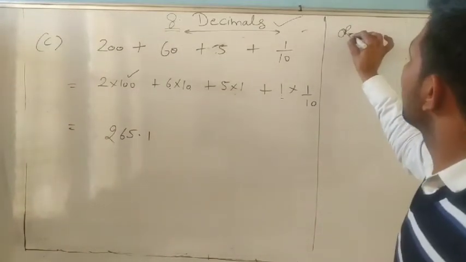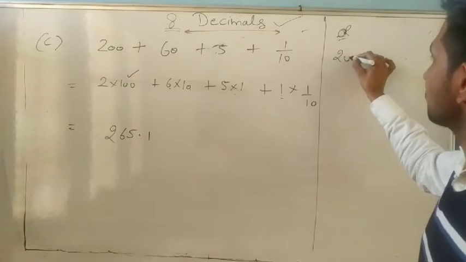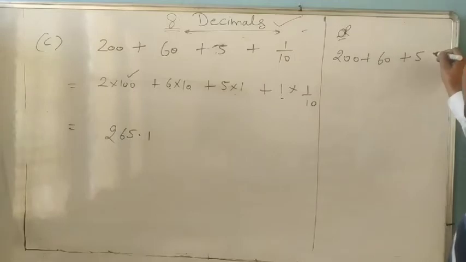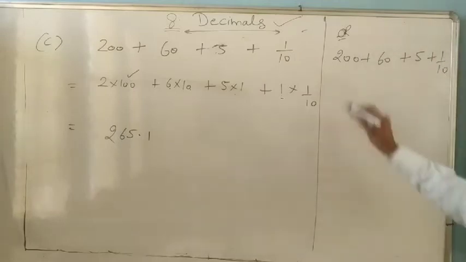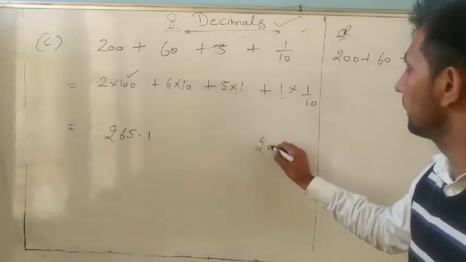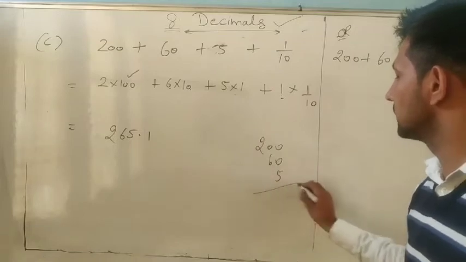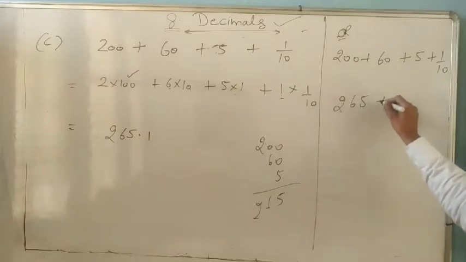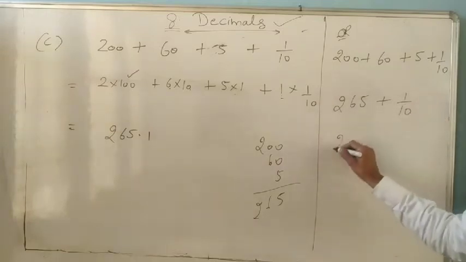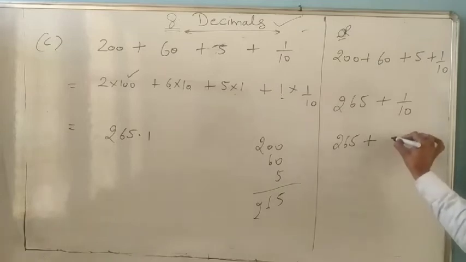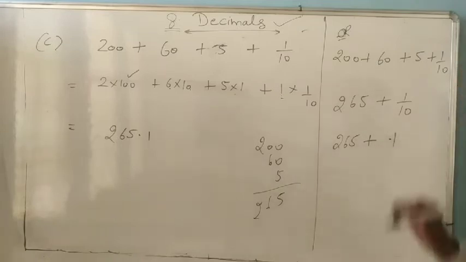Otherwise you can solve it like this also: 200 plus 60 plus 5 plus 1 upon 10. First we will add these: 200 plus 60 plus 5. What is it? It is 265. So 265 plus 1 upon 10. Now after the decimal, how many 0s are in the denominator? Only 1 zero. So after putting the decimal, how many numbers will we write?